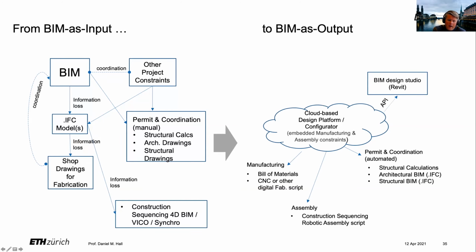And then from there you have, as an output, the manufacturing information, so the bill of materials or the CNC or other digital fabrication, G-code or whatever it is that you're using. You have also the assembly, and you automate then the permit and the construction drawings, the structural, architectural calculations, and maybe the BIM will be exported. So here we have the BIM being the output of the design configuration, which can be used for other features and not as the input or the starting point.